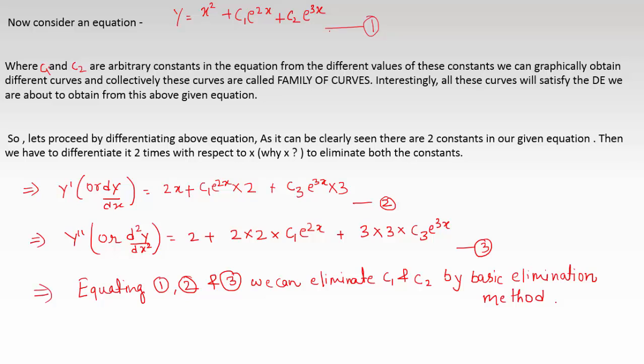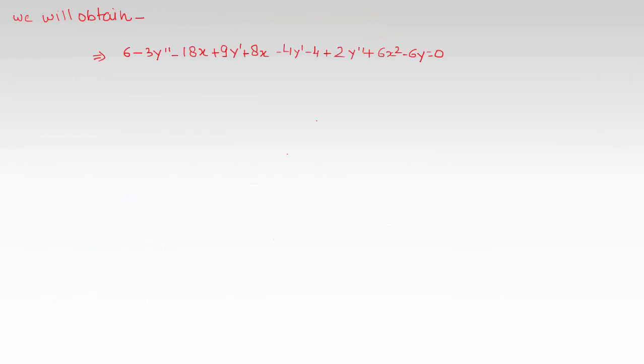These are our arbitrary constants, which we eliminate by the simple elimination method we studied in class 10th. After solving it, we obtain this equation and we can simplify it to get our desired answer. That is our desired answer. So that is how we proceed to find a differential equation in simple form.